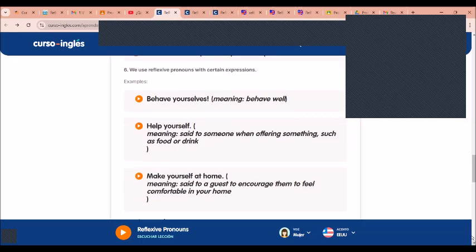All right, number 6, Erving. We use reflexive pronouns with certain expressions. Examples: behave yourself, meaning behave well. Help yourself, meaning said to someone when offering something, such as food or drink. Make yourself at home, meaning said to guests to encourage them to feel comfortable in your home.